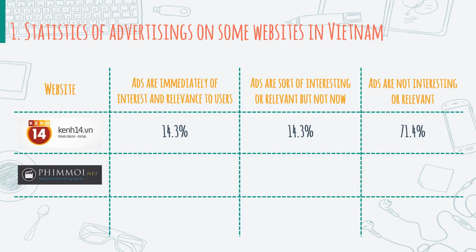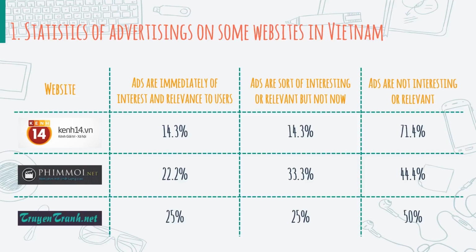Filmer.net is a website for watching movies online. It has 22.2% of ads in Section A, 33.3% in Section B, and 44.4% in Section C. Truyện.net is a website for reading comics online. It has 25% of ads in Section A, another 25% in Section B, and 50% in Section C.